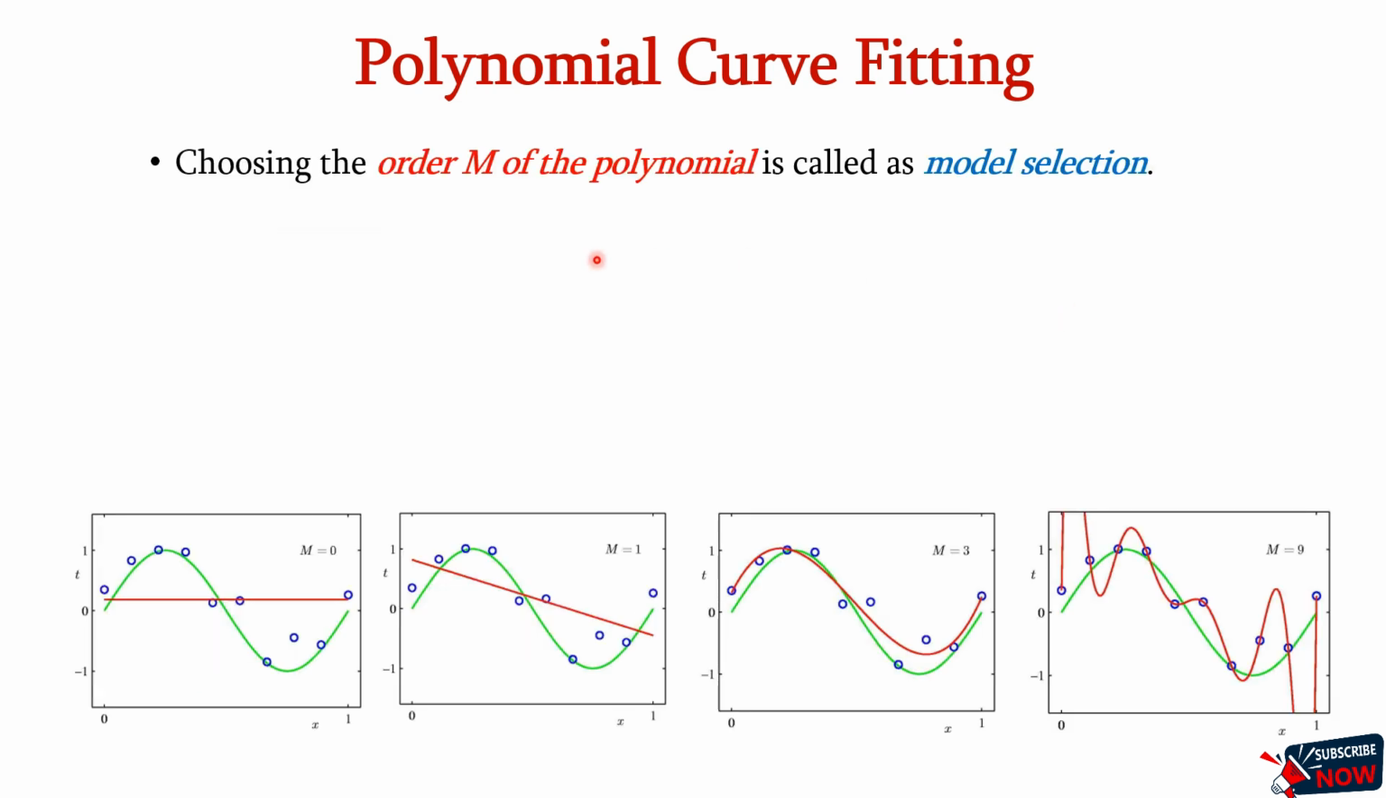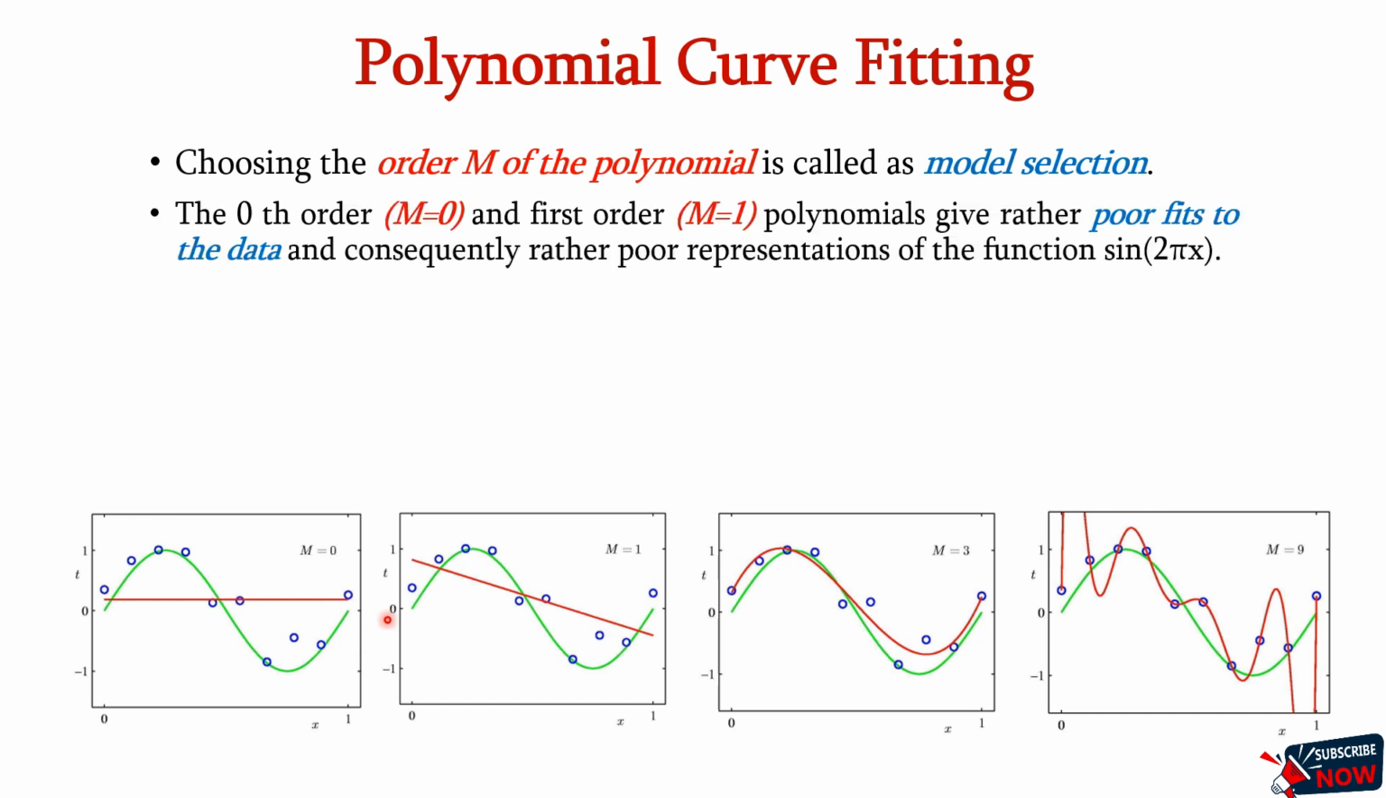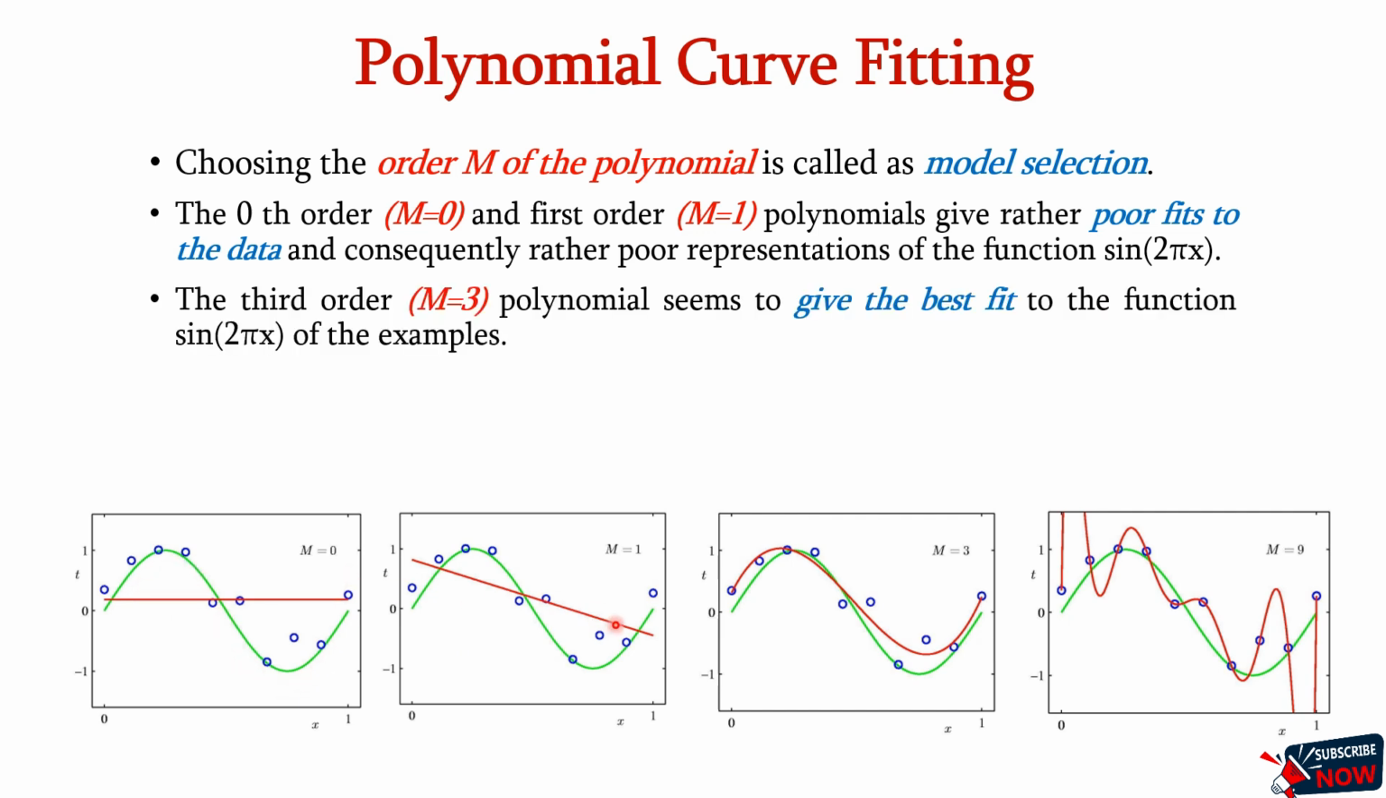Choosing the order m of the polynomial is called model selection. In this diagram, we can see different fits for m equal to 0, m equal to 1, m equal to 3 and m equal to 9. Here the green color indicates the existing sine curve and red indicates the new fit. For m equal to 0 and m equal to 1 polynomials, we can see that we have a poor fit to the data and it is also giving a poor representation of this green curve. So this red line is not aligning to this green curve for m equal to 0 and m equal to 1. The third order, m equal to 3, polynomial seems to give the best fit here because it is more or less aligning to the existing sine curve.